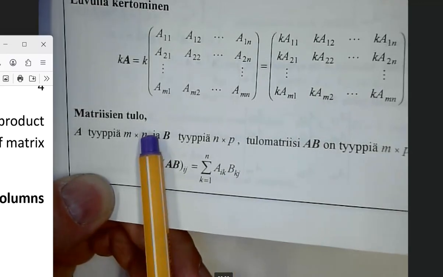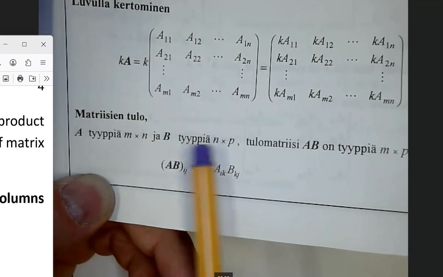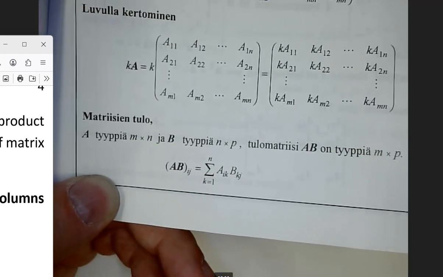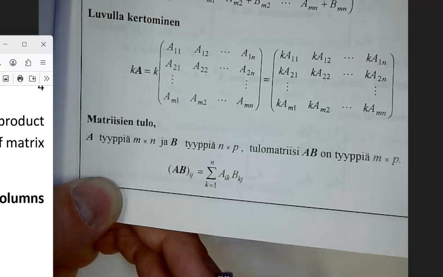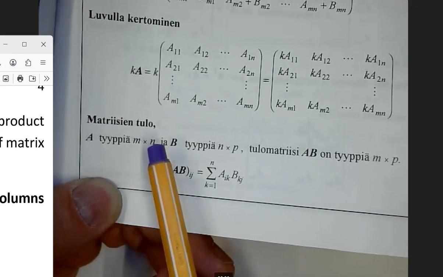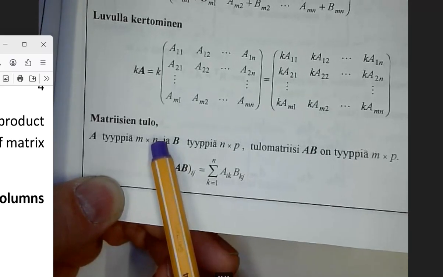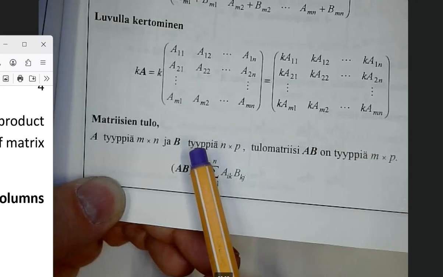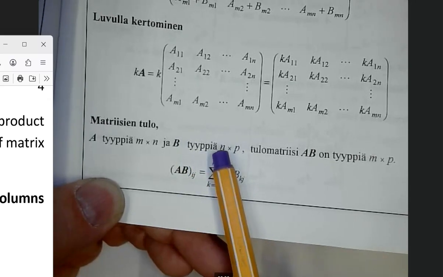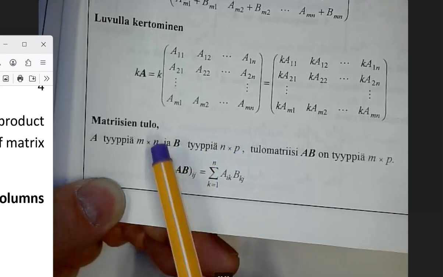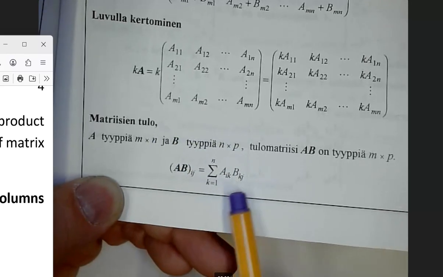And those numbers, n and n, are the same. So that means that when we multiply two matrices, matrix A must have the same number of columns as matrix B has rows. Those numbers have to be the same.